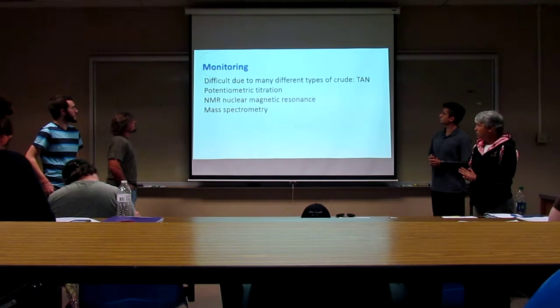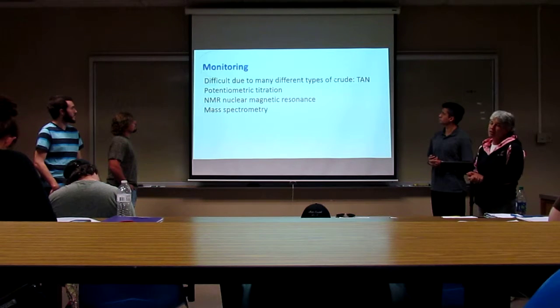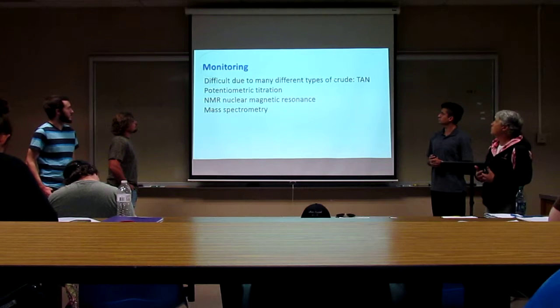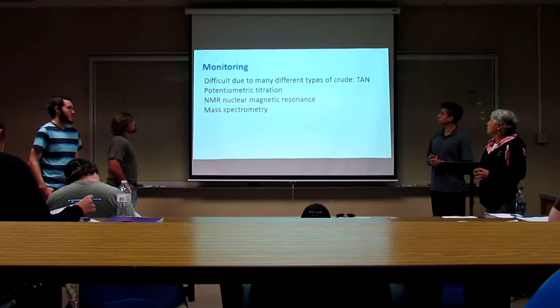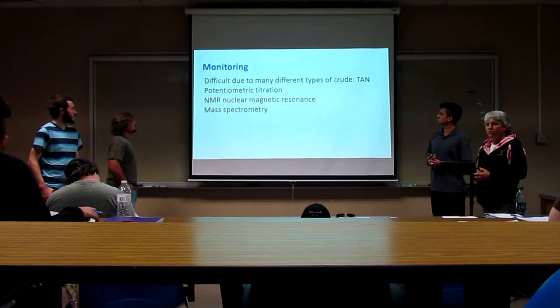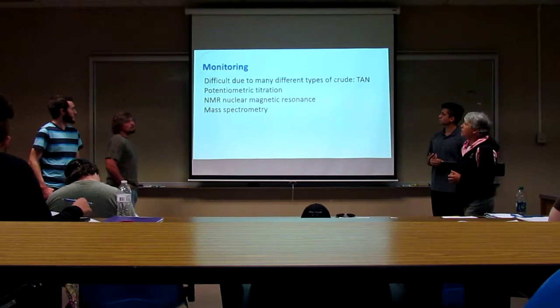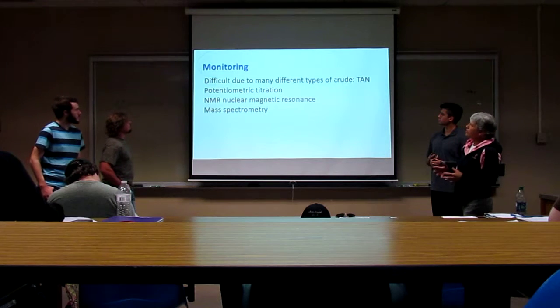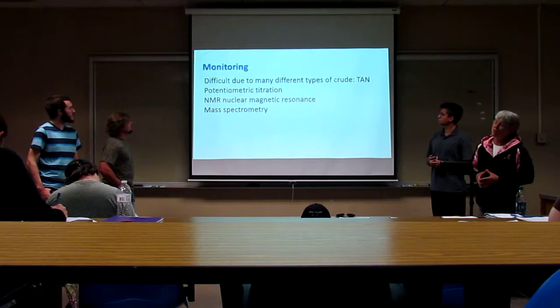Naphthenic acid is difficult to monitor. There are a lot of different types of naphthenic acid in crude. Potentiometric titration is one method you might use. You might see nuclear magnetic resonance being used, or mass spectrometry.